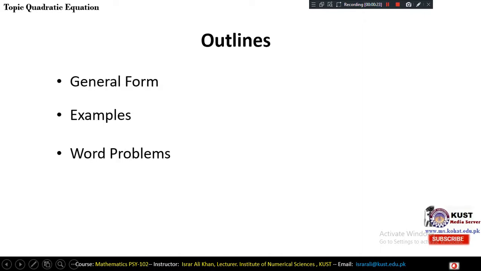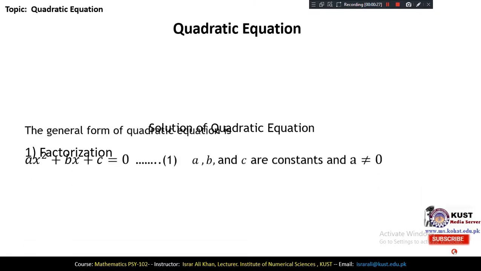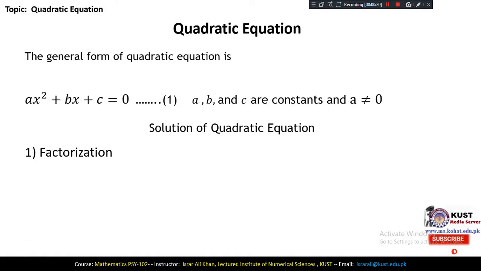These are the outlines for my today's lecture. Quadratic equation. We know that the general form of a quadratic equation is ax square plus bx plus c is equal to 0. In this equation a, b and c are constants, and there is a condition that a is not equal to 0. If we put a equal to 0, then this equation becomes a linear equation.